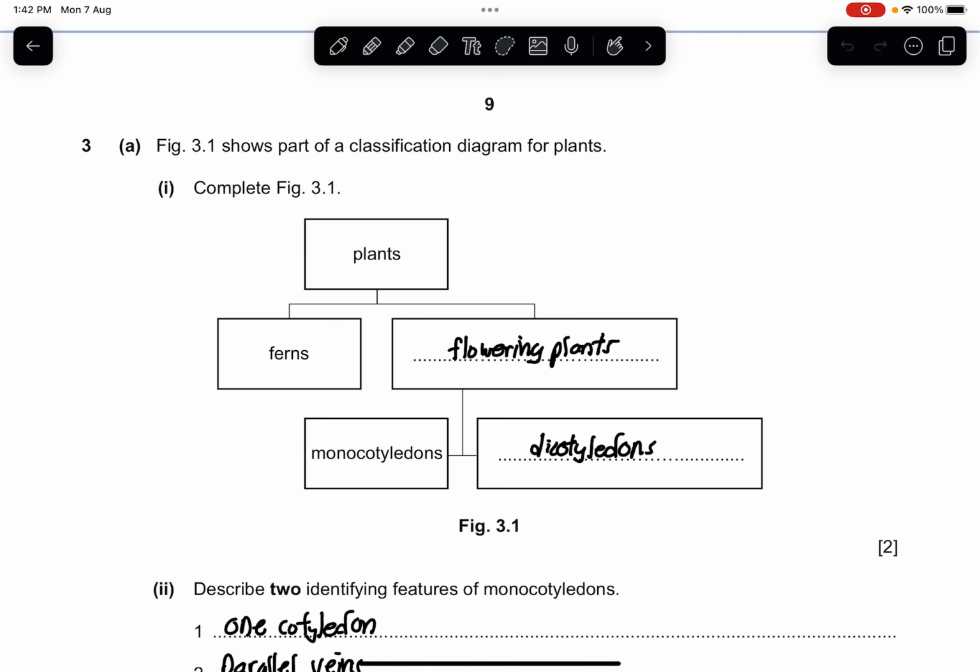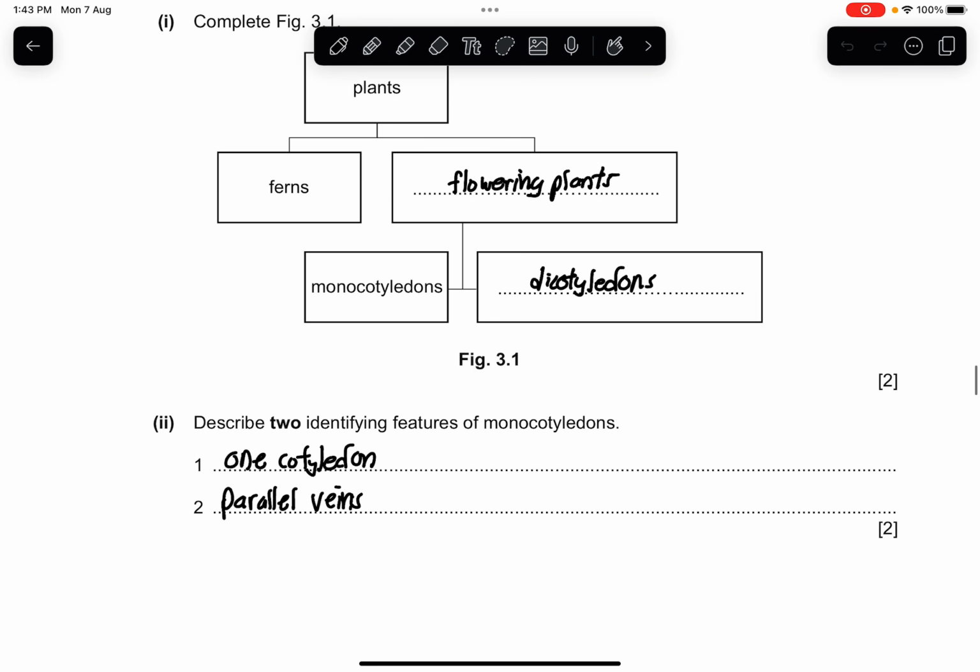Okay, 3A. Figure 3.1 shows part of the classification diagram for plants. For part 1, complete figure 3.1, they ask you to fill in the blanks. So plants can be classified into ferns and flowering plants. Okay, you must know this. And therefore, flowering plants can be classified into monocotyledons and dicotyledons. Okay. Describe 2 identifying features of a monocotyledon. So it has 1 cotyledon and parallel veins. This is usually the most common answer. There are more to it.